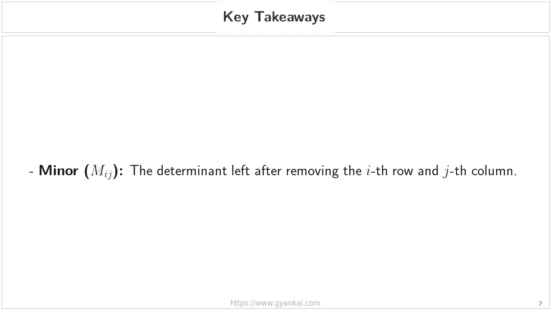Key takeaways. All right, we have reached the end of our lesson. Let's take a moment to recap the key takeaways to ensure you have a solid grasp of the concept before we move on. First, let's revisit the definition of a minor. Remember, the minor, which we denote as M sub ij, is simply the determinant that remains after you have removed the ith row and the jth column from your original matrix.